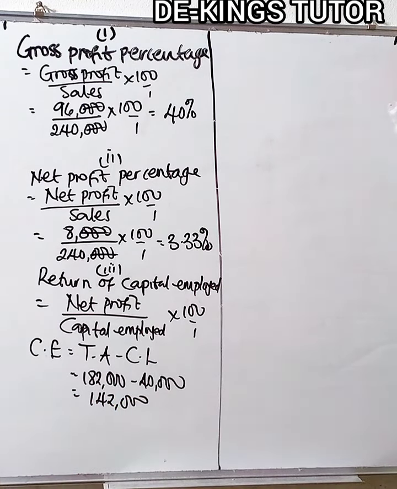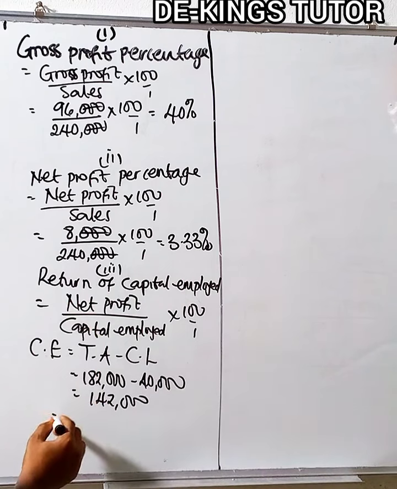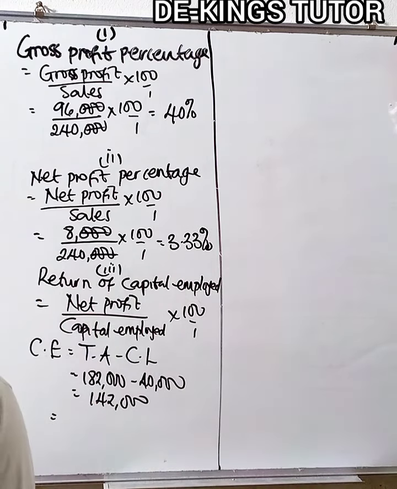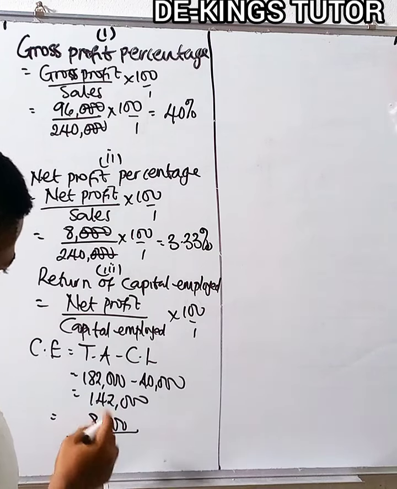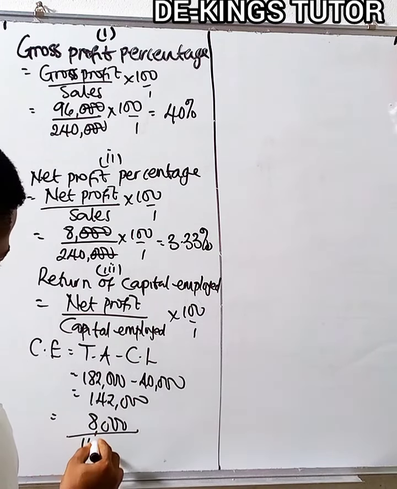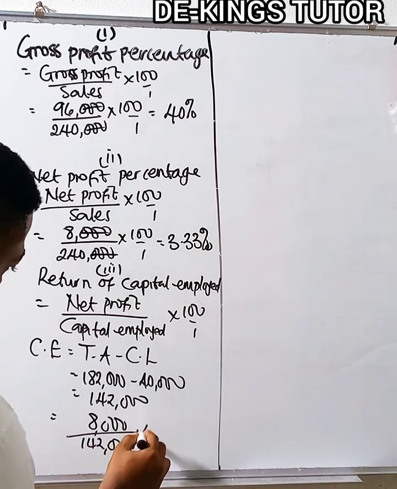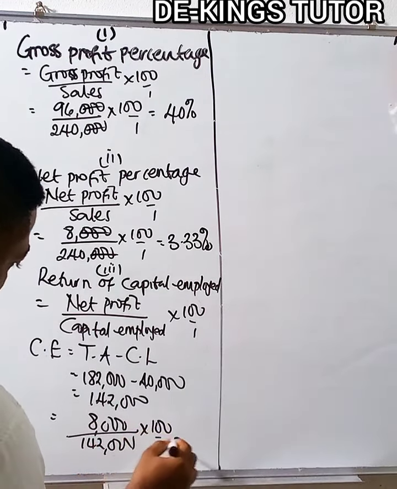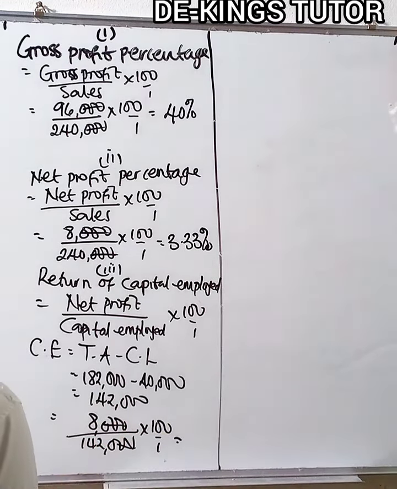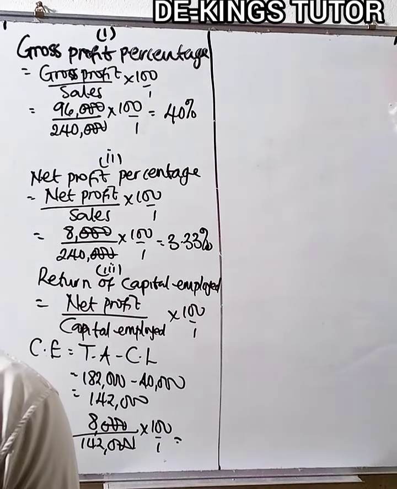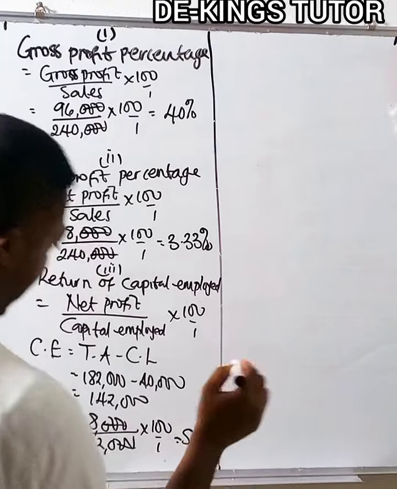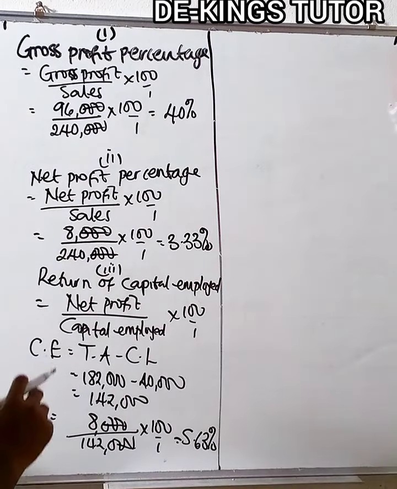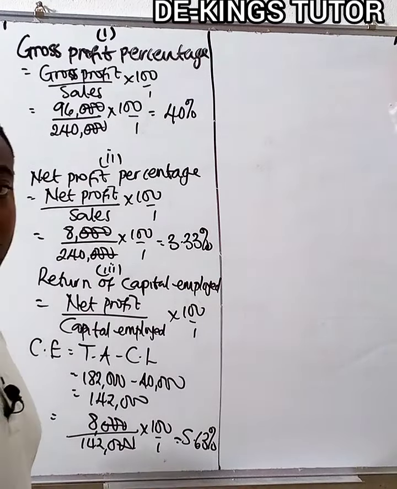So our return on capital employed will now be our net profit from the question there. Our net profit is 8,000. So it will now be 8,000 over our capital employed, 142,000, times 100 over 1. So if this cancels this, 8 over 142 times 100 will give us 5.63%. Okay, so that's the third one, the return on capital employed.